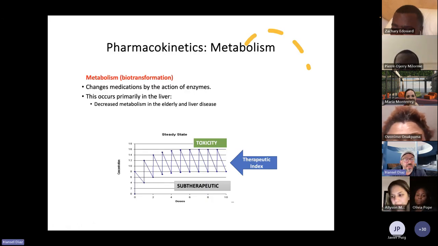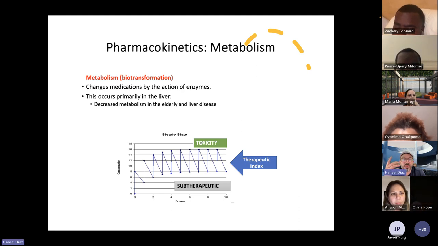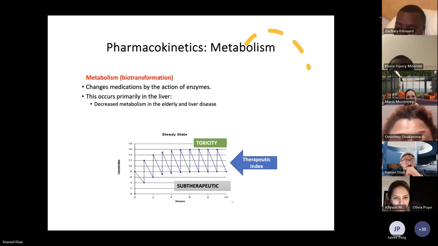Then you have metabolism, which is changing medications by the action of enzymes. And it happens in the liver. And it decreases in older people and children. Why? Because their threshold is different.